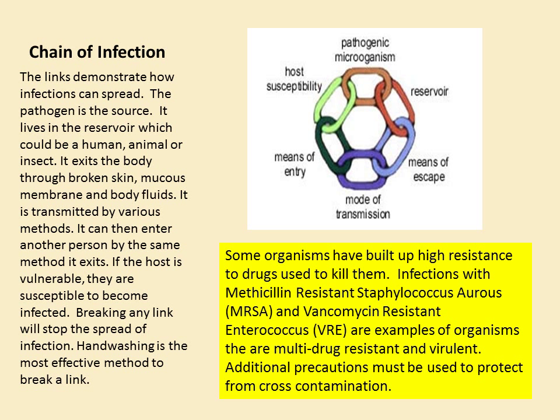Some of these organisms have built up very high resistance to the drugs that we use to kill them. Some you may have heard of as methicillin-resistant Staphylococcus aureus, this is MRSA, and vancomycin-resistant Enterococcus, VRE. These are a couple of examples. These organisms are very resistant to the drugs that we have, and so they're virulent and they are highly contagious. Additional precautions are used when we have people that we have identified that have those types of organisms.